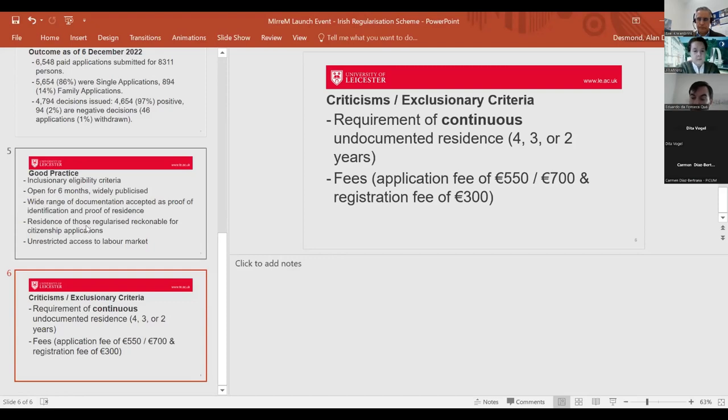Similarly, the fees were relatively high. Individual applications, €550, family unit applications, €700. Successful applicants subsequently would then have to pay a registration fee of €300. So this posed quite a challenge to a lot of applicants, and civil society played a crucial role in providing financial support to applicants who weren't able to cover the costs of the application fees themselves, particularly Migrant Rights Centre of Ireland based in Dublin and NASC, an NGO in Cork. They both supported applicants who were facing financial challenges.